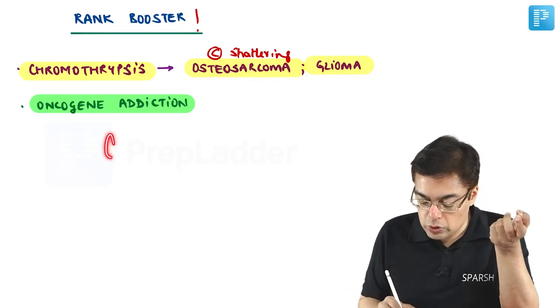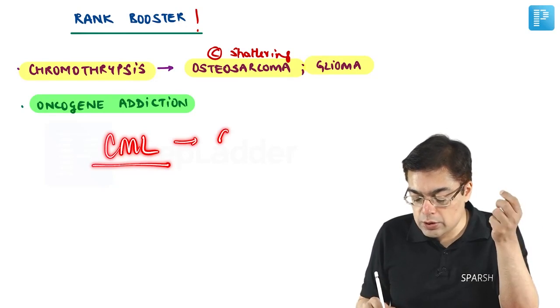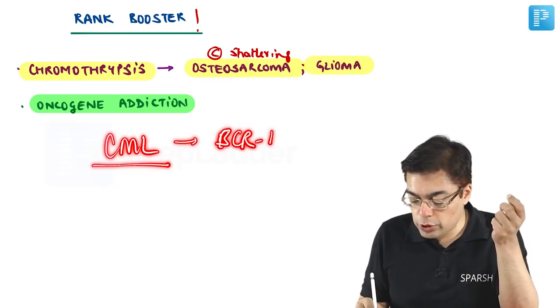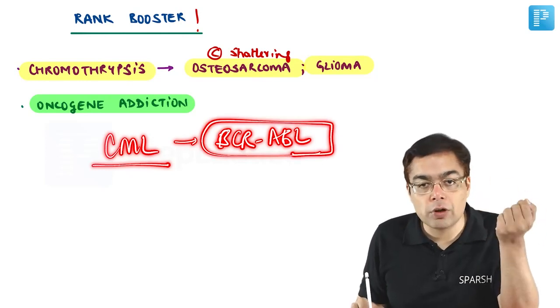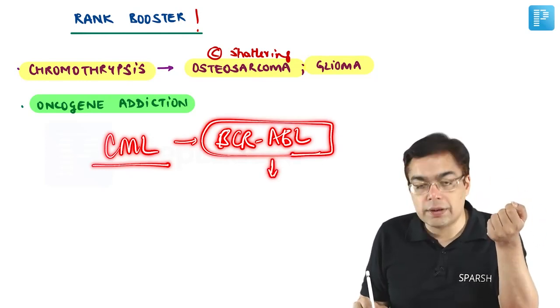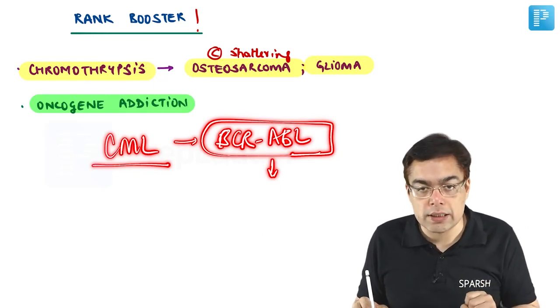So say for example, we are talking about a tumor that is going to be given the name of CML. This is going to be associated with translocation 9;22. Therefore, you are going to be having fusion of these two genes, the BCR and the ABL, Philadelphia chromosome, and the protein product of this fusion gene is going to drive the proliferation of the CML tumor cells.